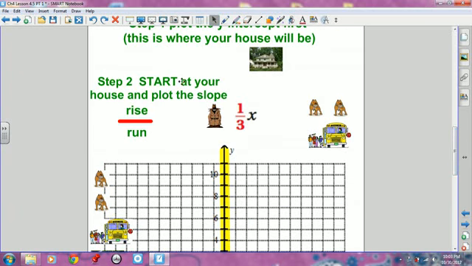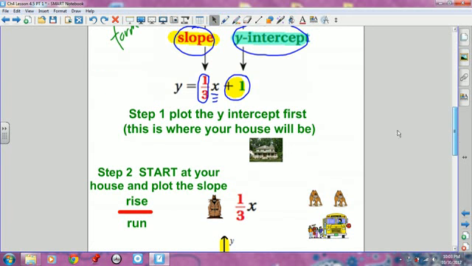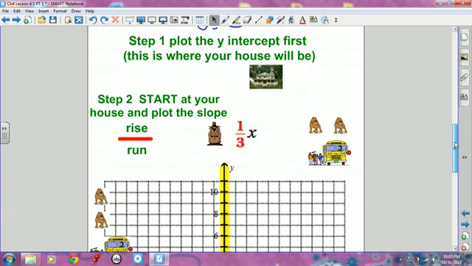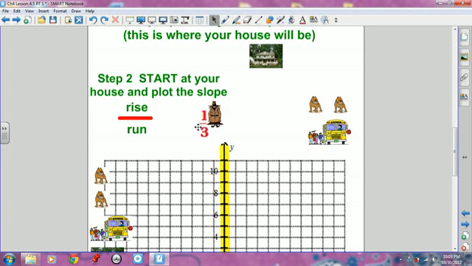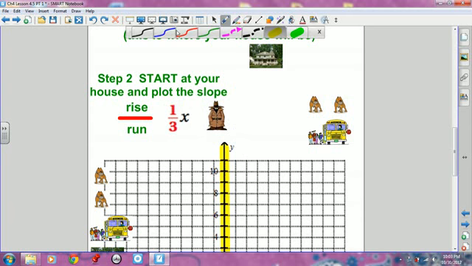Step 2, start at your house and plot the slope. Remember, your slope touches the x. So my slope is 1/3. Remember, he's a spy. So this is a positive, so I'm going to rise, because he's positive.